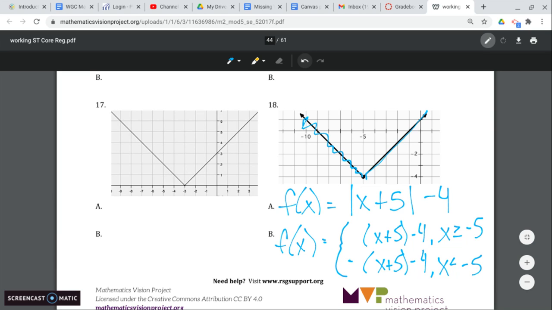Same idea for all the rest of them. Really look for what your vertex is. That will help you in solving these. That gives you your interval, that gives you the numbers within the equation.